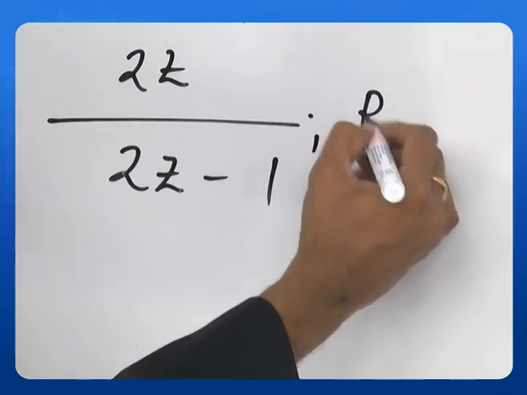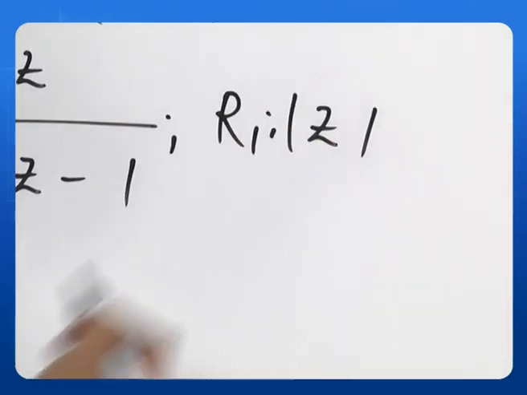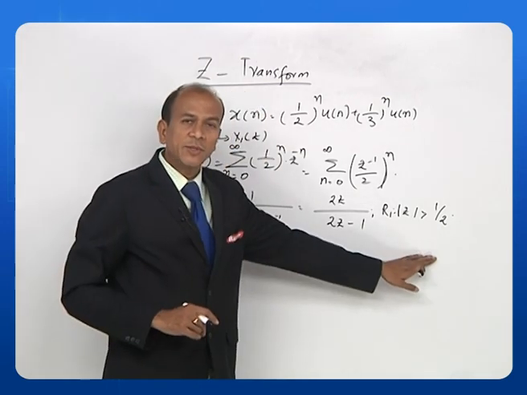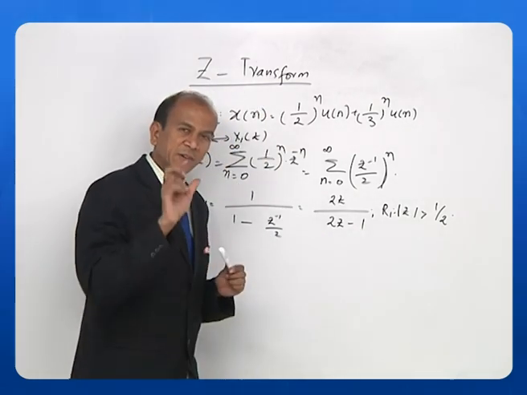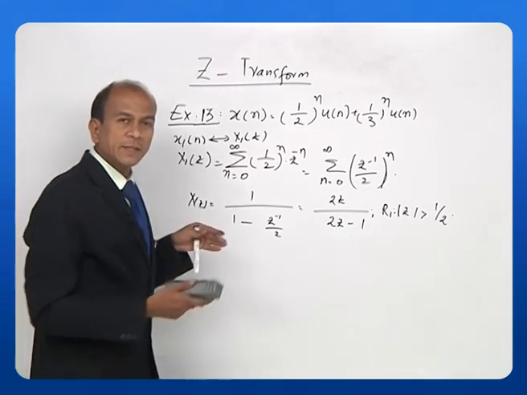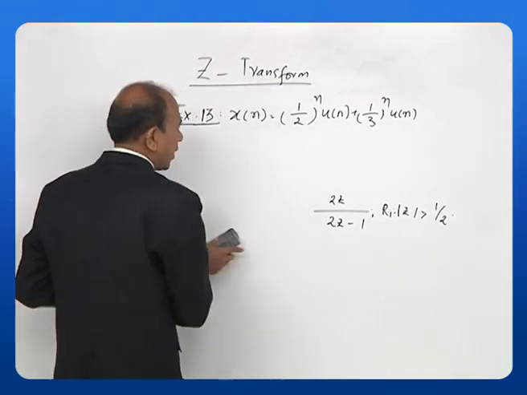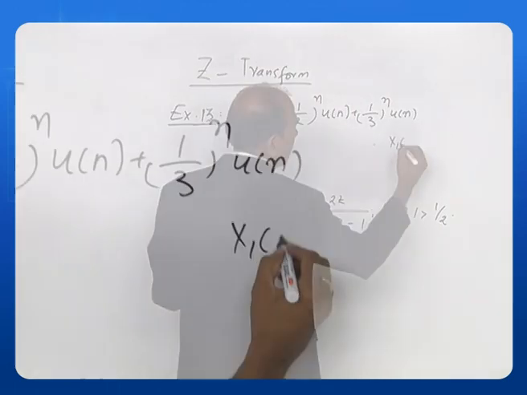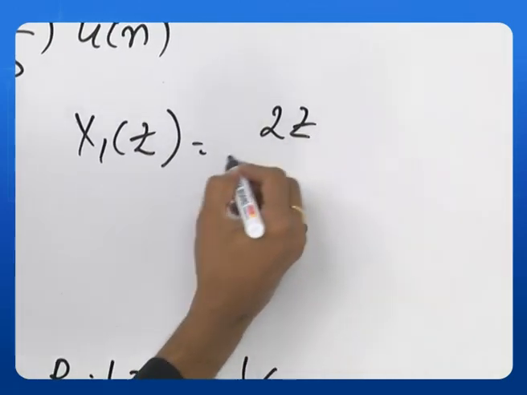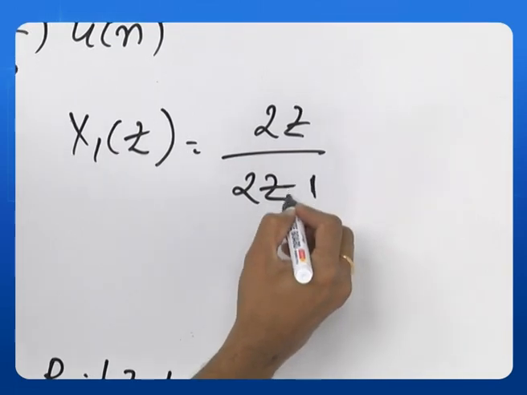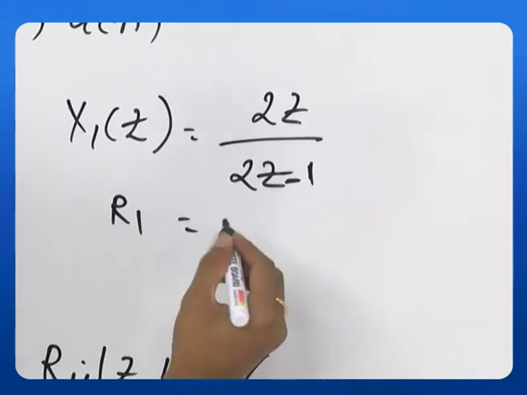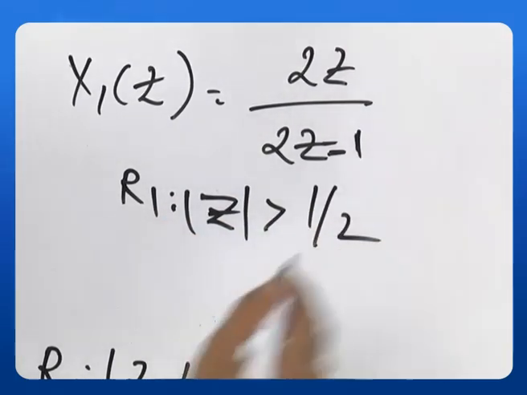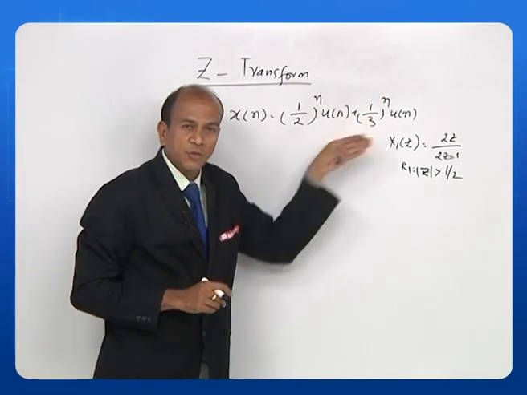So, what is the ROC for this? Let us call it ROC 1. So, here R1, we call this ROC, and z must be greater than half. So, this is the ROC for the first case, that is the first part x1 we have calculated. And now, let us calculate the x2 part of it. Okay, what I will do is, we will make a small note here somewhere. The x1 of z is 2z by 2z minus 1, and this has an ROC which we call z greater than half here. Okay, now let us calculate the x2 of this.